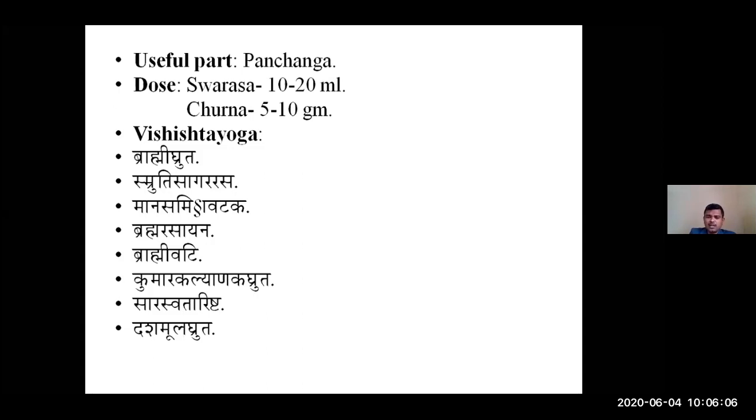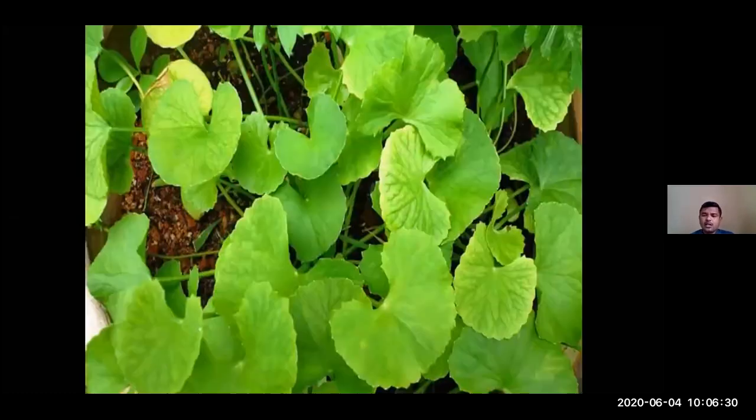You can use it from Bala to Vruddha. Even in pediatric conditions, and even in old age, where there is a loss of smruti, loss of memory power, in such conditions you can use preparations like Sarasvatarishta, Dashmula, Gruta. So these are some of the Vishishta Yoga.